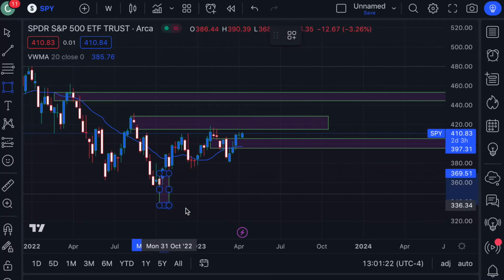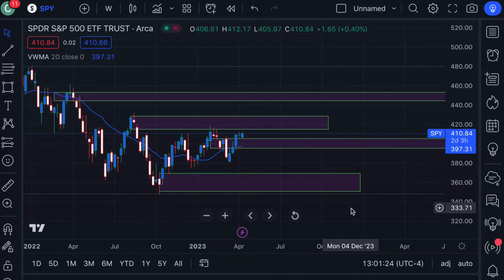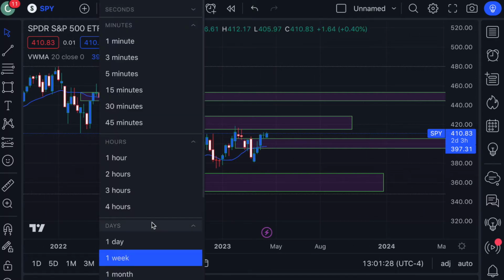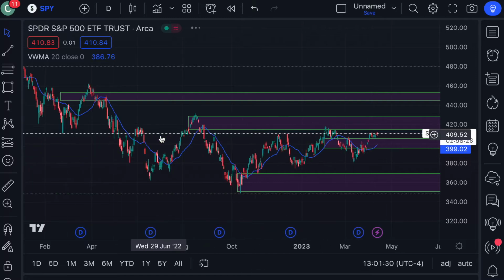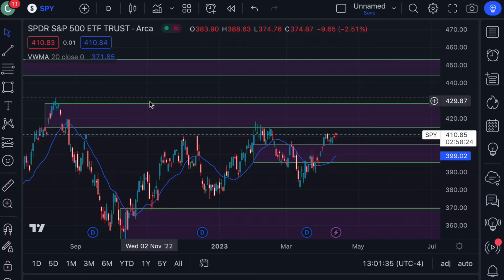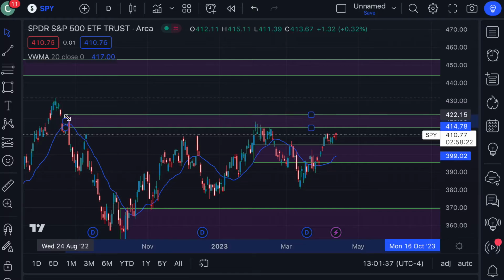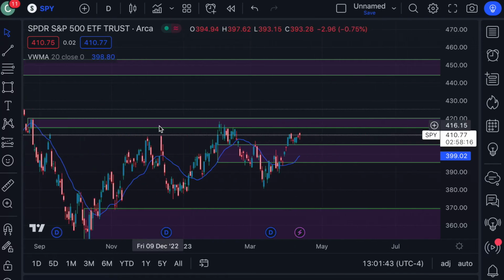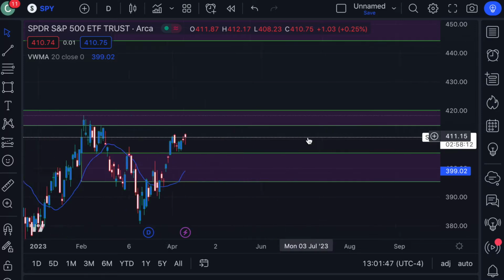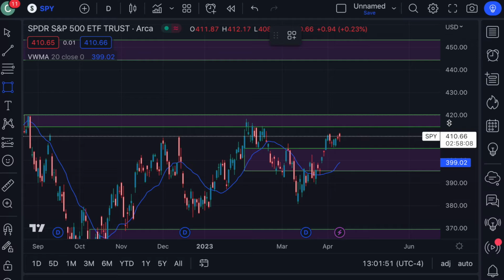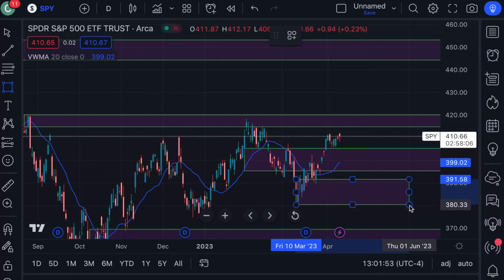So this is just me marking out a few zones. Demand, for example, would be this. Alright, so you guys get the idea. Let's hop into the 1 day so we can get more specific here. Right here we have this supply zone from the 1 day chart, for example, and we have a demand down here.